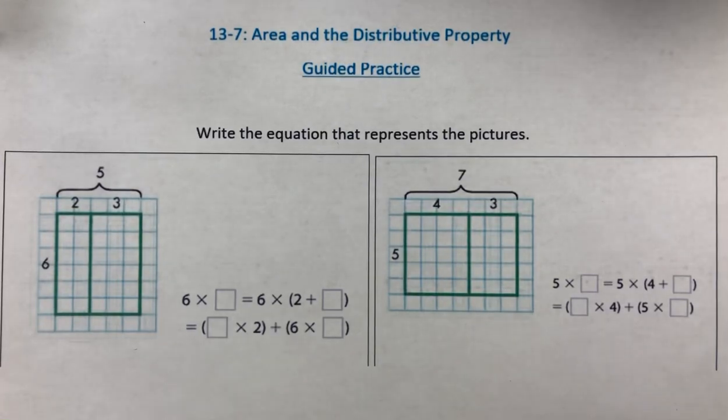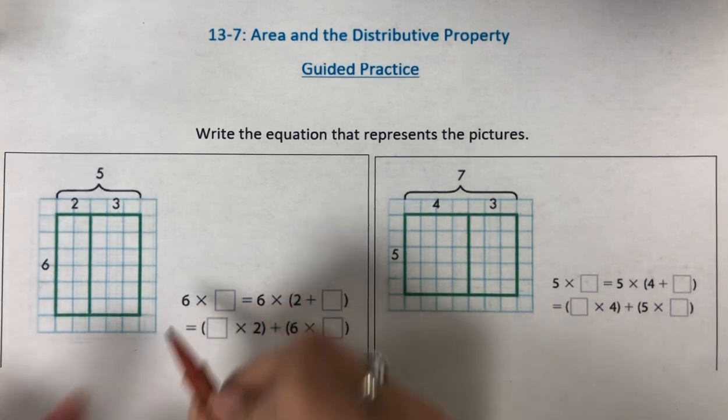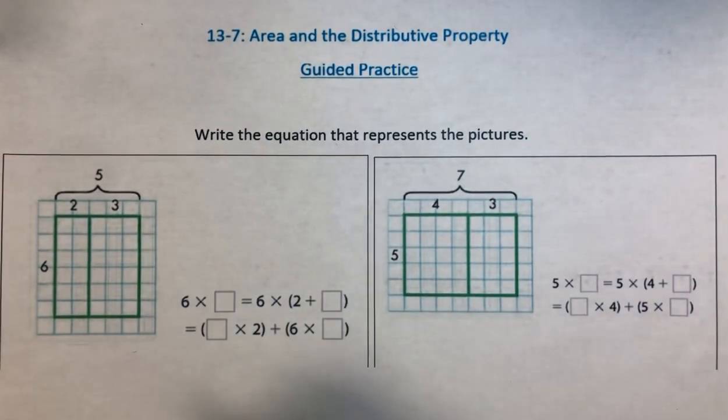All right, boys and girls, let's take a look at lesson 13-7, area and the distributive property. In this lesson, we're going to be distributing or sharing the first factor in each sentence, all right? These problems kind of look similar to lesson 5.1 with distributive property seen with the array type problems.